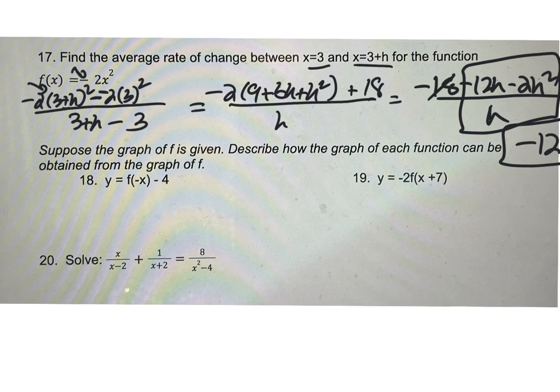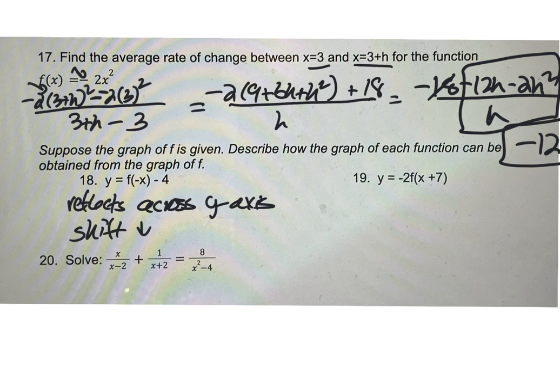So number 18, 19. These are just shifts, like what's going on. This one's got a negative inside, which means it reflects across the y-axis. That's a long time ago. And that minus 4 outside shifts down 4. That's a down right there, down arrow. All right, number 19's got a bunch of stuff.